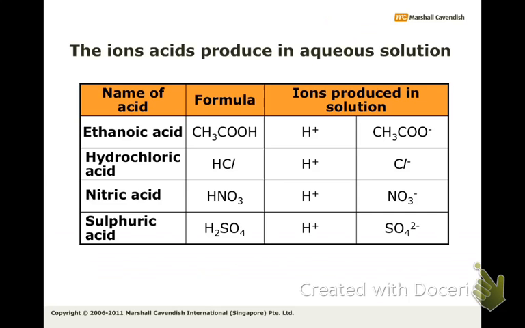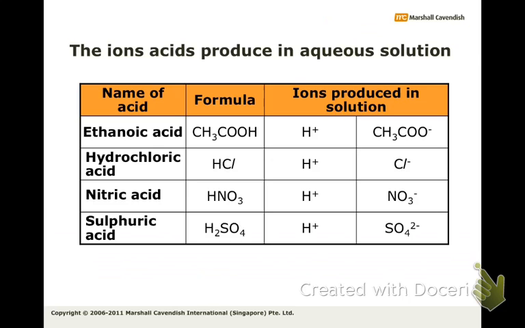Now, as you all know, let's look at the ions acids produce in aqueous solutions. Let's start off with three important acids as well as one of the organic acids that you have learned so far. By now everything should be quite clear to you. The first one is ethanoic acid, CH3COOH. If you dissociate it, it will form H+ and CH3COO-. Hydrochloric acid, one of the most important acids, HCl, will give you H+ and Cl-. Nitric acid, HNO3, will give you H+ and NO3-, and the strongest acid of them all, H2SO4, will give you H+ and SO4 2-.